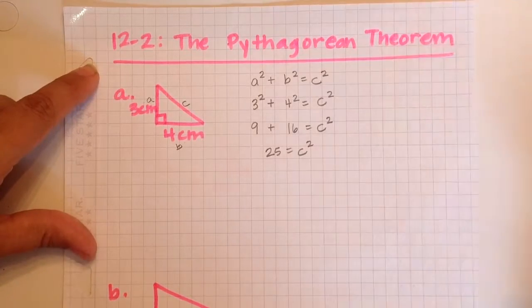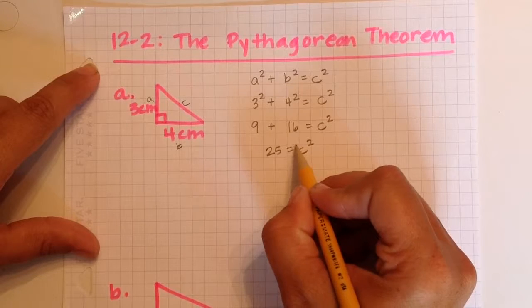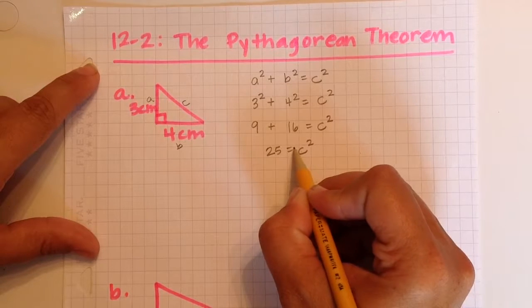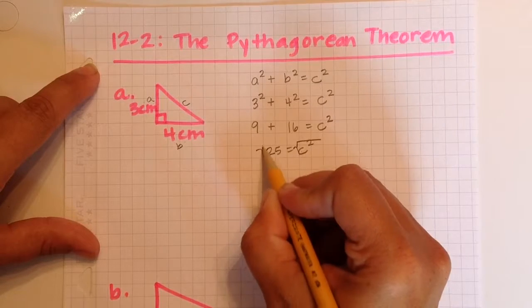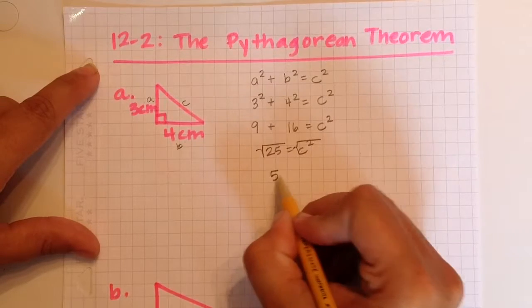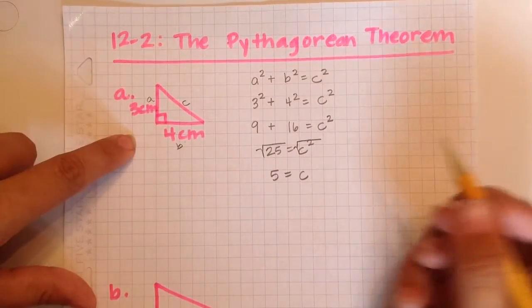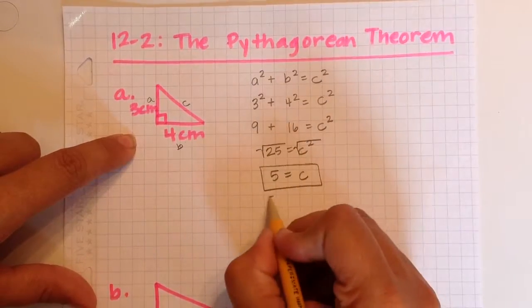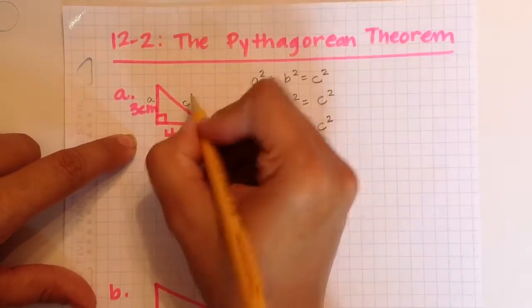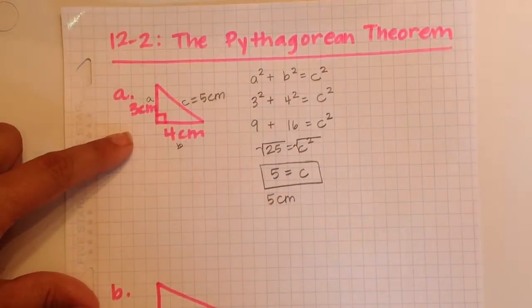Now am I looking for C or C squared? I'm looking for C, so I've got to get C. How do I get C squared to be C? I take the square root of both sides. The square root of 25 is 5. The square root of C squared is C. So now I know that the length of the hypotenuse is 5, and this is going to be 5 centimeters. So C is equal to 5 centimeters.